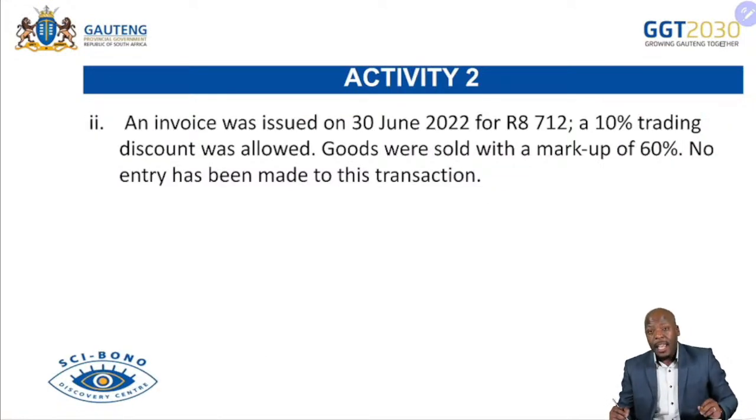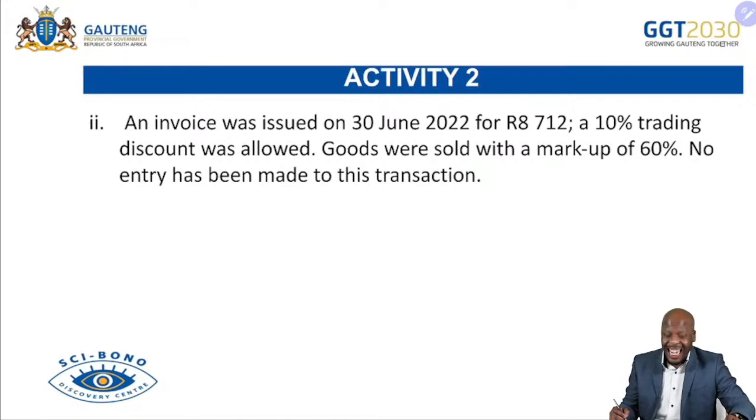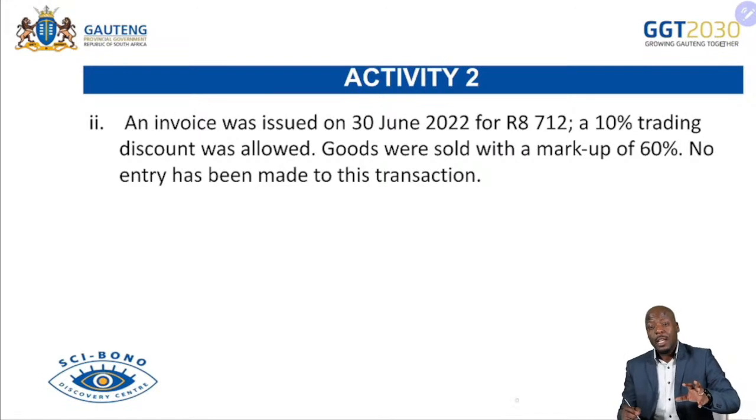It says, an invoice was issued on the 30th of June. It is 8,712. A 10% trading discount was allowed. Goods were sold with a markup of 60%. No entry has been made of this transaction. So remember, when we sell goods, here we have already arrived at the net profit, even though it is incorrect. So what we have to consider is, if we are already at the profit, we want to know what is the profit for these goods that we had sold, but not recorded.